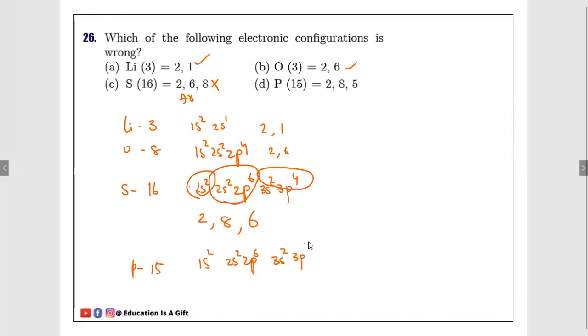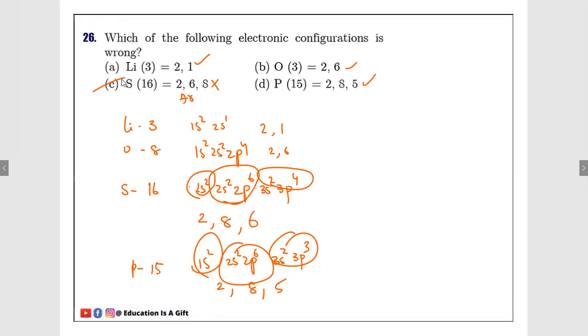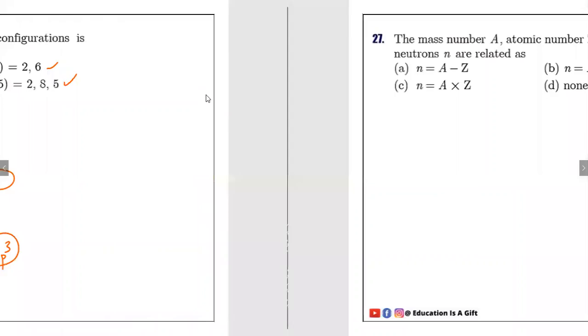3s2, 3p3. So this is 2 comma, this is 8 comma, this is 5, 2 comma 8 comma 5. That is also correct. So answer is C. That is wrong. It should be 2 comma 8 comma 2 comma 8 comma 6, not 2 comma 6 comma 8. Of course, this is also not for argon. Okay, it should be 2 comma 8 for the argon.